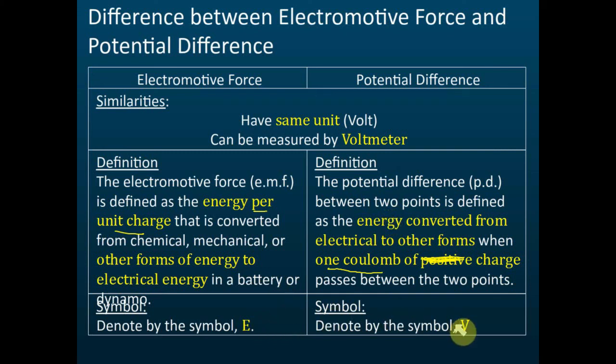Okay, the symbols are different. This is the energy supplied to the circuit, from other forms of energy to electrical energy. This is from electrical energy to other forms of energy. Okay? To move one coulomb of charge. This is just two points. This is for the whole circuit.